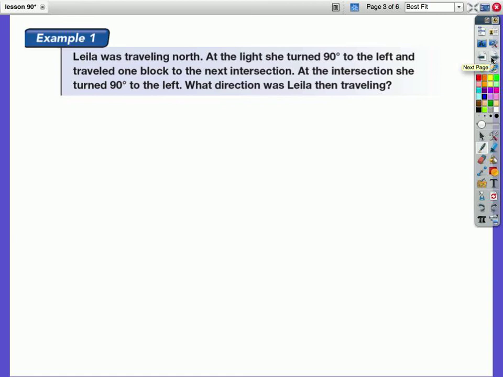So, Layla was traveling north. At the light, she turned 90 degrees to the left and traveled one block to the next intersection. At the intersection, she turned 90 degrees to the left. So what direction was Layla then traveling? We're going to draw a little dot here. Obviously north is going to be up, south is down, east to the right, west to the left. So we're going to travel north. At the light, she turned 90 degrees to the left, so we're going to go left, travel one block to the next intersection. At the intersection, she turned 90 degrees to the left.